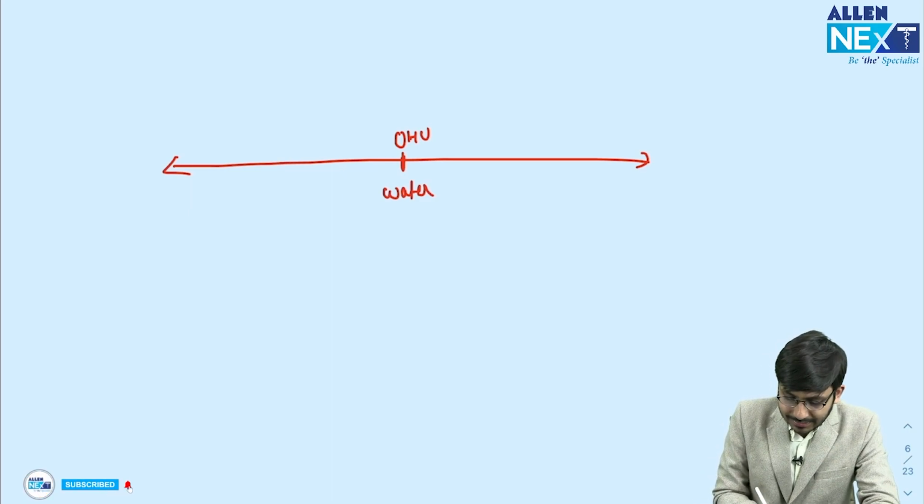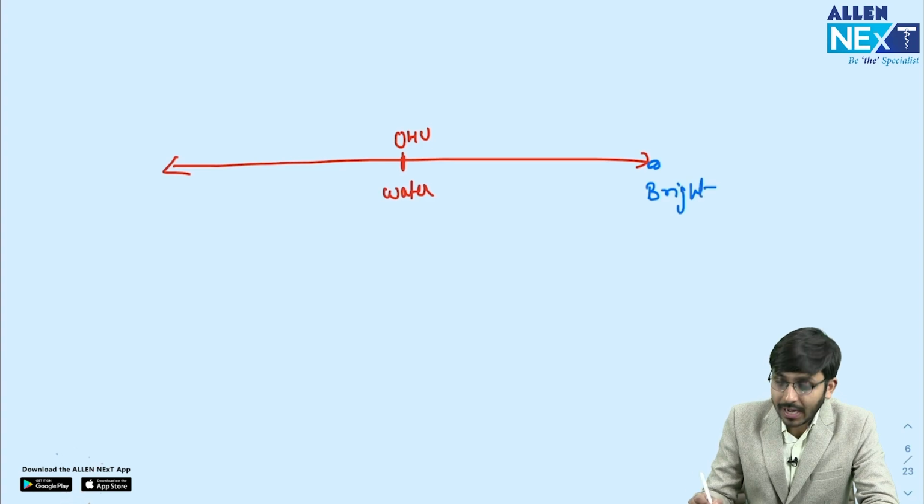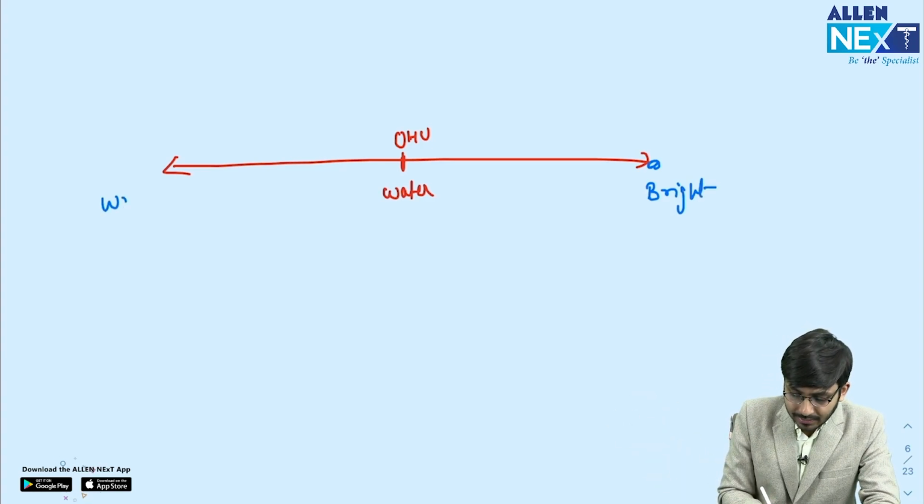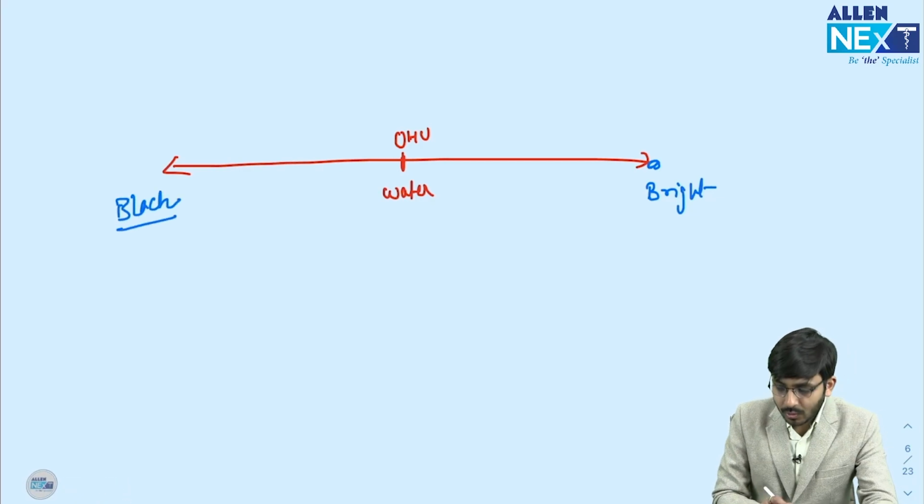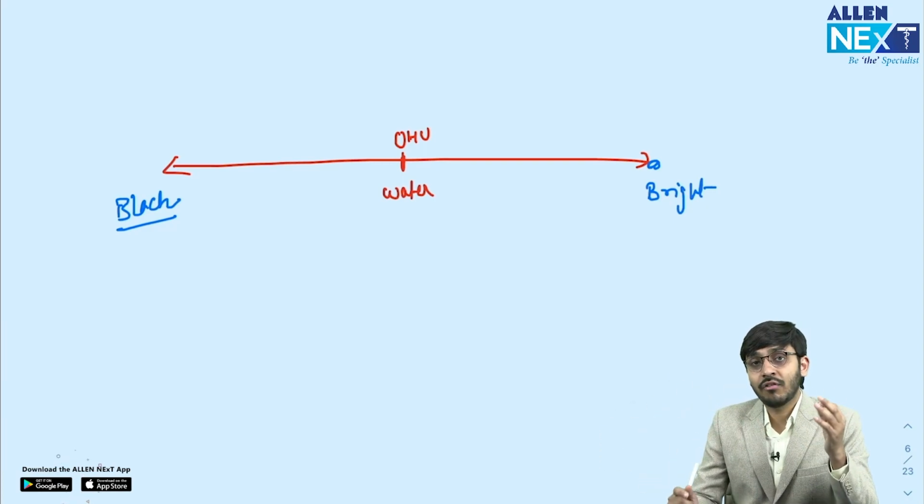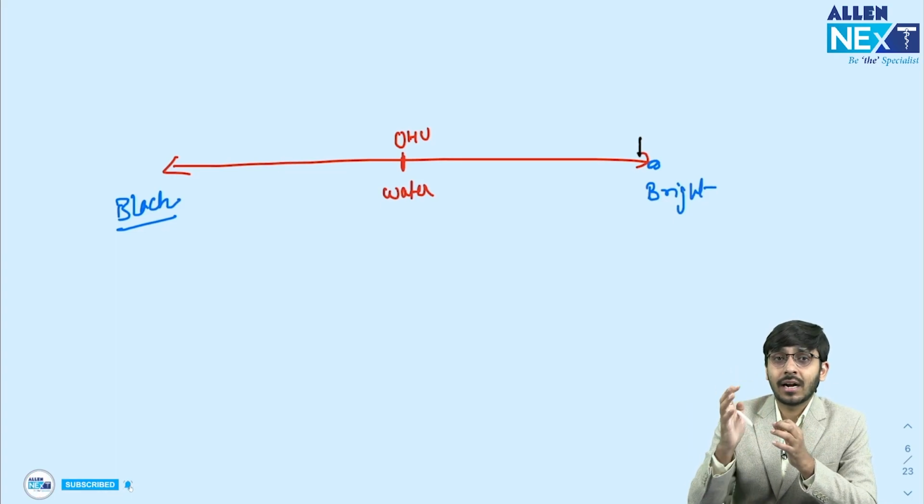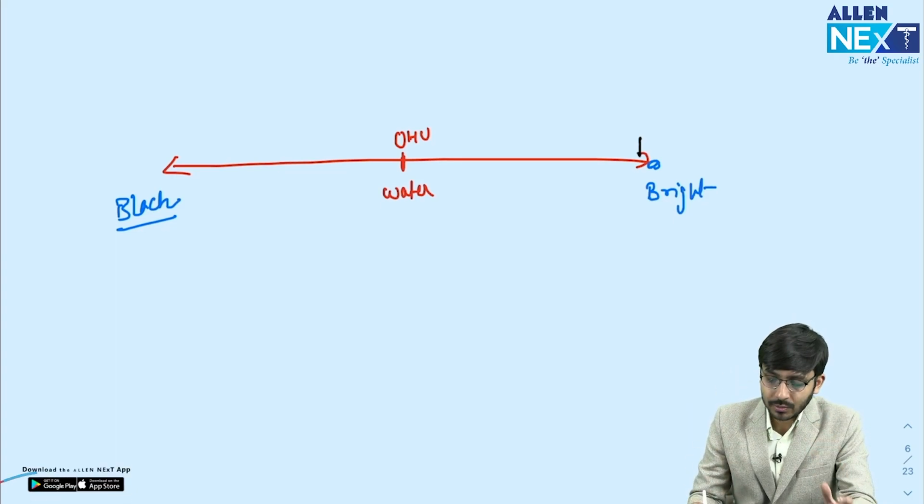Okay, on this side we'll keep objects which are bright or have high attenuation values, and on this side we'll keep objects which have low attenuation values, or they'll appear black. The highest attenuation values are that of metals. For example, if iron metal is there, it shows very streak artifacts. So they have very high attenuation values.